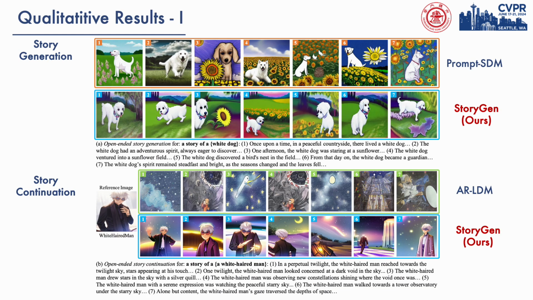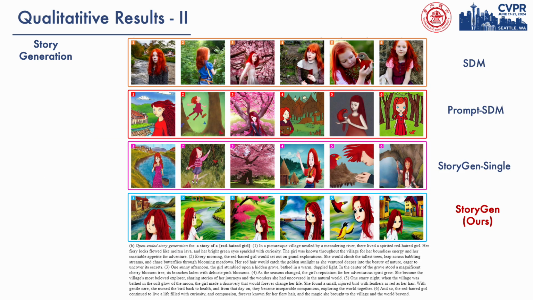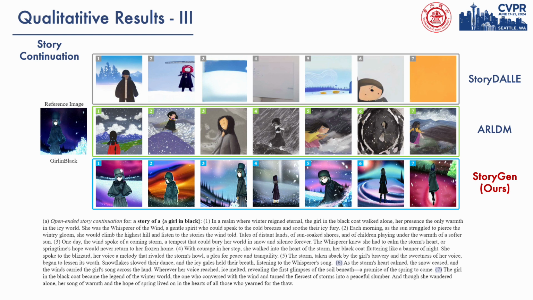Here are qualitative comparisons with other methods. The image sequences in orange, green, and blue boxes are generated by Prompt SDM, ARLDM, and StoryGen respectively. Our synthesis results exhibit impressive performance superiority in terms of style, content and character consistency, text-image alignment, and image quality. We provide more results of story generation. Our StoryGen shows superior performance compared with SDM, Prompt SDM, and single-frame StoryGen, and achieves distinct character consistency. In story continuation, our StoryGen still significantly outperforms StoryDALL-E and ARLDM.